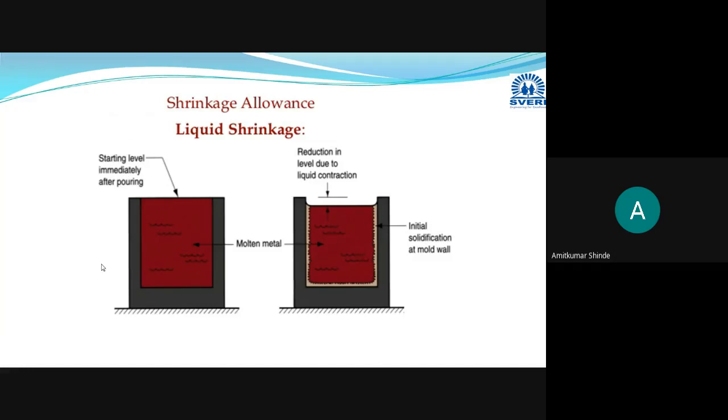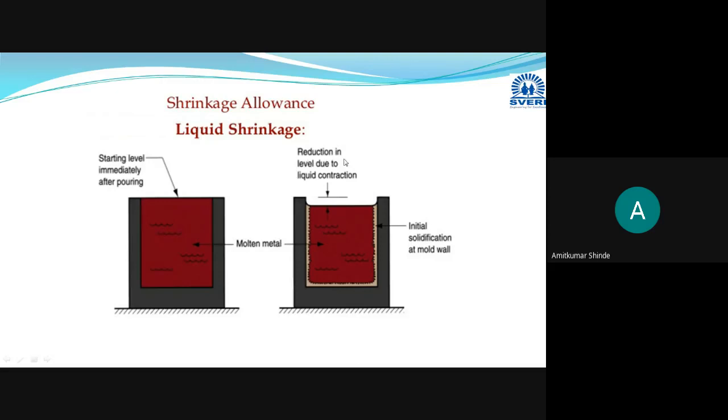This is the liquid shrinkage. These diagrams I have collected for metals. Don't get confused, this is for your information only. Molten metal will be there in the diagrams, and you just have to understand the concept here. Liquid shrinkage: this is the initial diagram. You can say that this is the mold, and this is the molten raw material, which is poured in the mold.